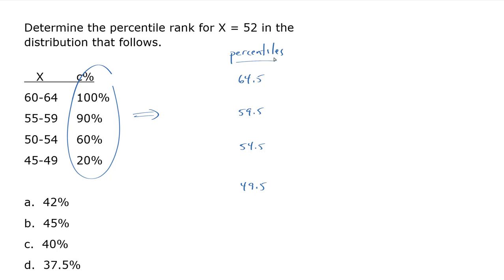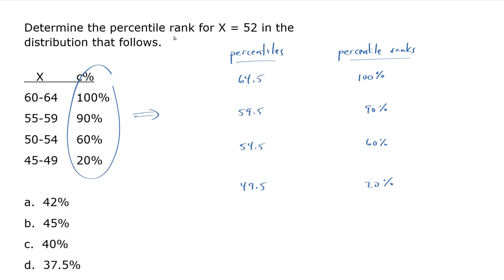Okay, so these are the percentiles that go with the given percentile ranks. And so these cumulative percentages can be thought of or called percentile ranks. So 100% is the percentile rank that goes with a score of 64.5. Not with 60 to 64, but very specifically 64.5. And so on. 90% goes with 59.5, 60% goes with 54.5, and 20% goes with 49.5.